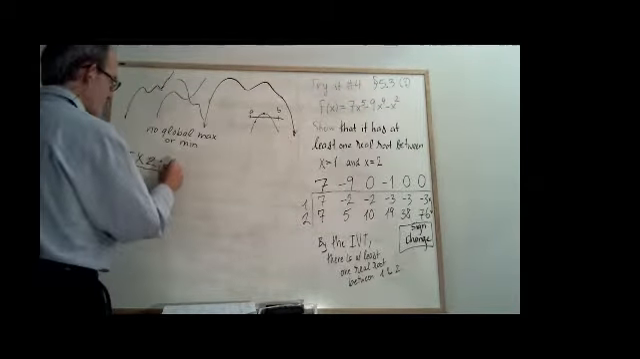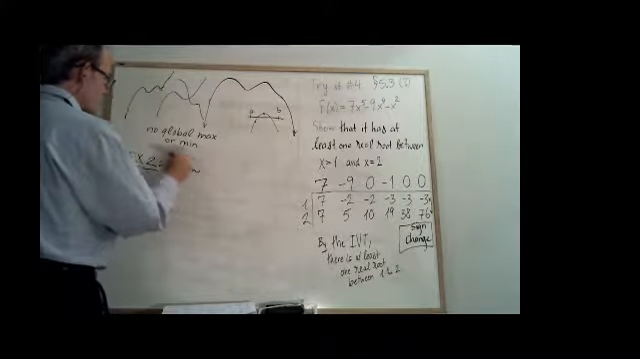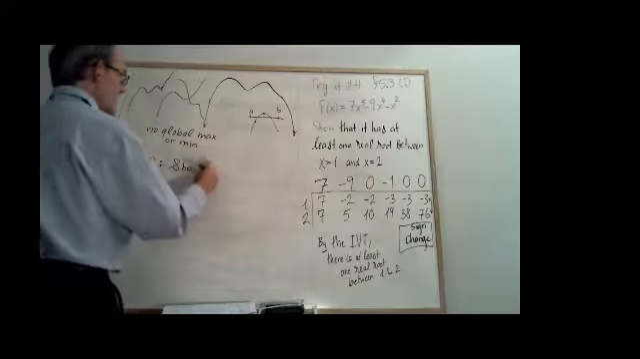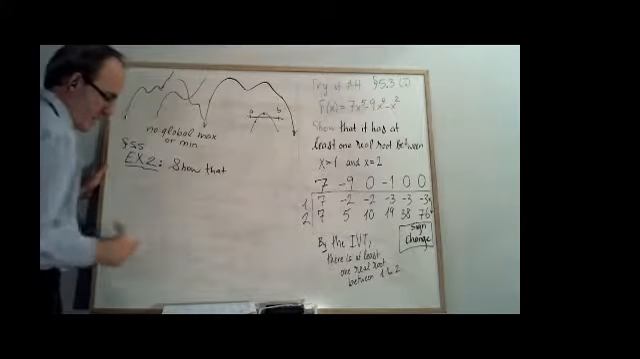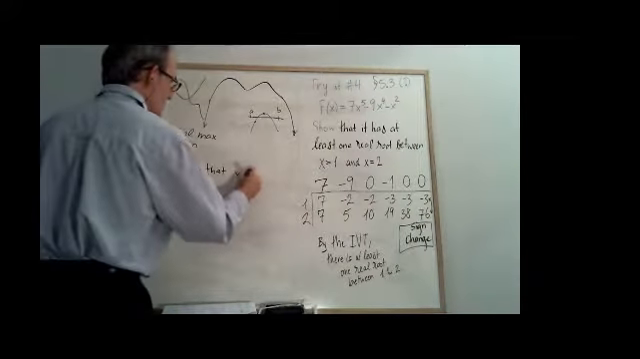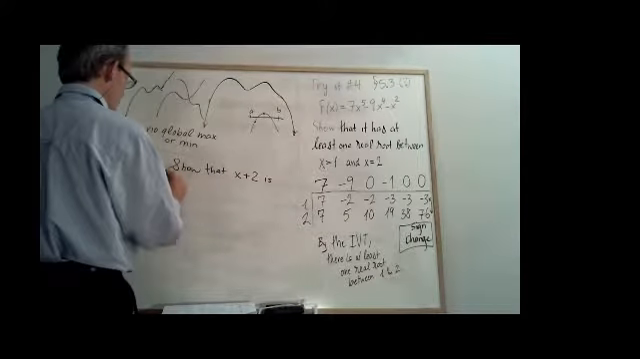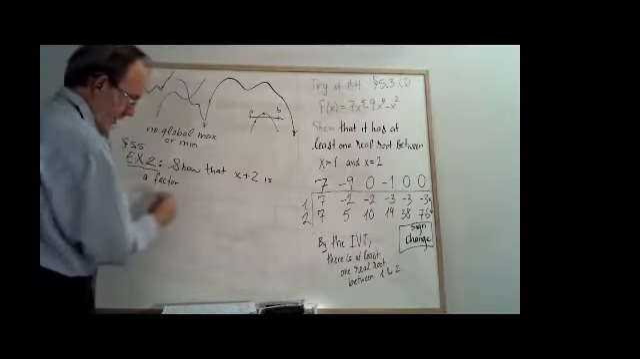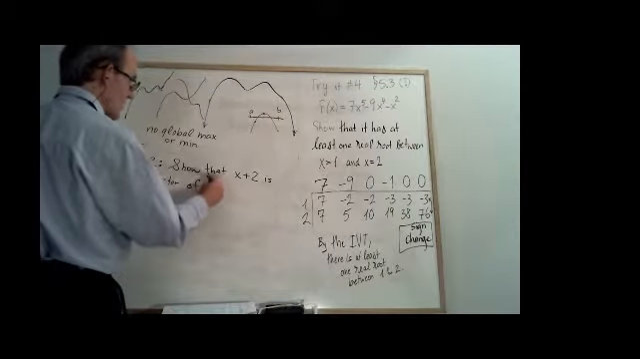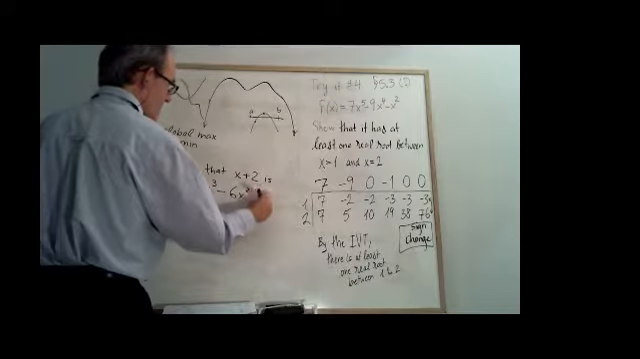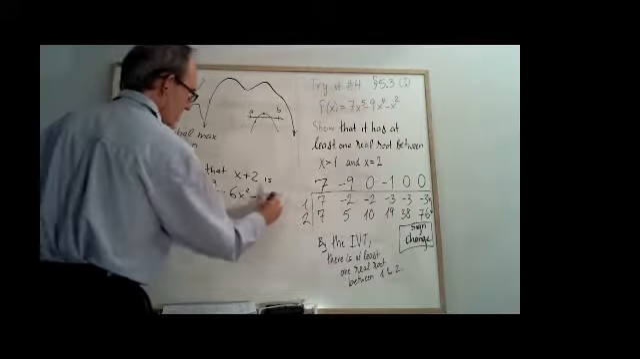So this is a section we're continuing in section 5.5. Show that x plus 2 is a factor of x cubed minus 6x squared minus x plus 30.